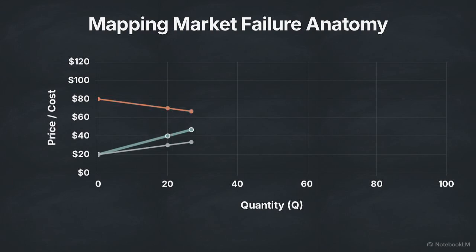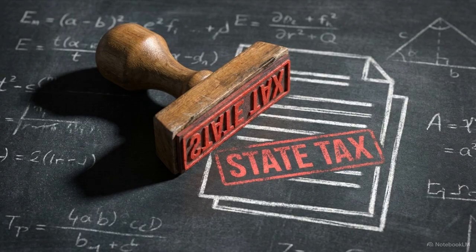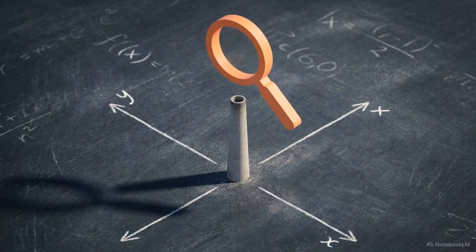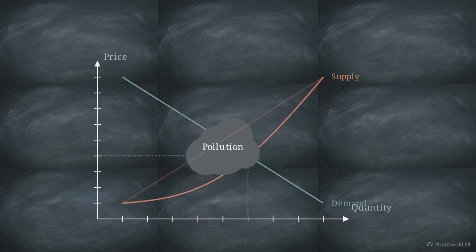To understand how to correct this, we have to map the exact mathematical anatomy of this market failure, calculate the specific tax required to realign it, and determine if state intervention is the only viable solution. Spotting a smoking chimney is easy. The actual economic challenge lies in quantifying exactly how much that smoke warps the overall market equilibrium.